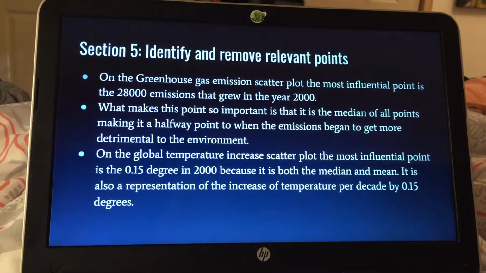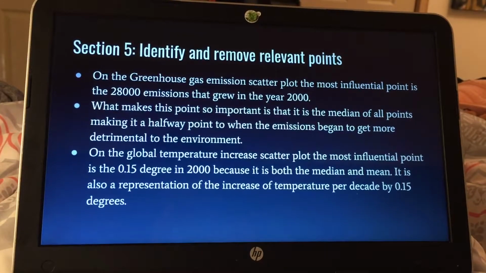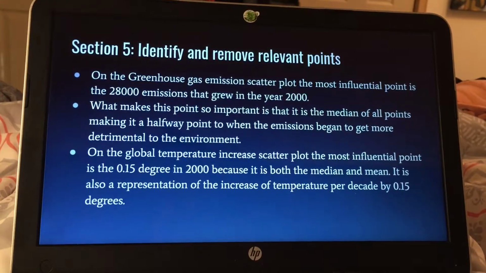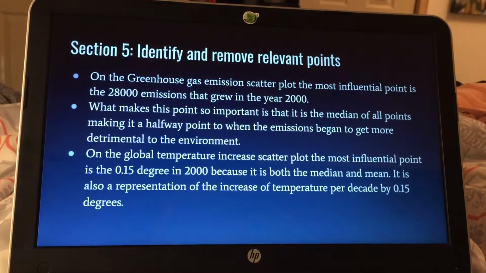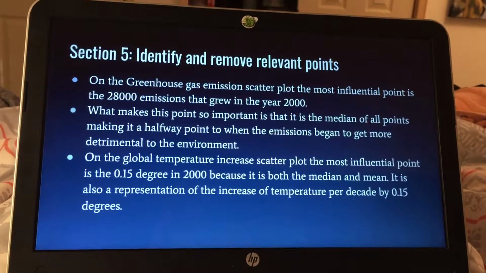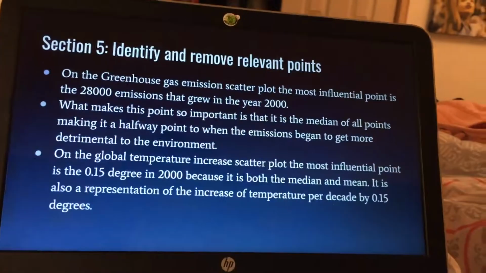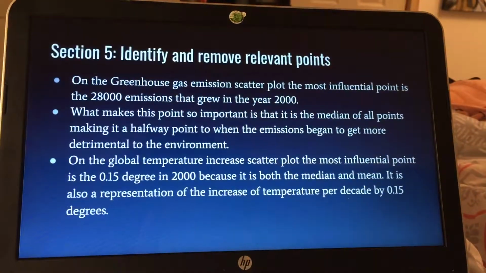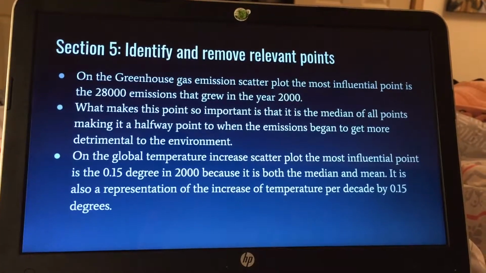Section 5, identify and remove relevant points. On the greenhouse gas emission scatter plot, the most influential point is the 28,000 emissions that grew in year 2000. On the global temperature increase scatter plot, the most influential point is the 0.15 degree in 2000 because it is both the median and mean. It is also a representation of the increase of temperature per decade by 0.15 degrees.